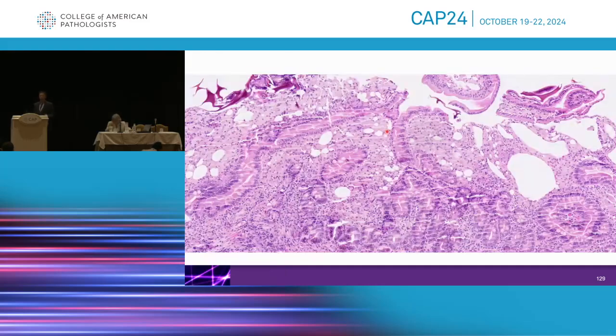Now this one is more obvious. This second case is more obvious. You can see the lamina propria with sheets of foamy histiocyte infiltration. You can see different sizes of dilated lymphatic channels. This is very typical for Whipple's disease.